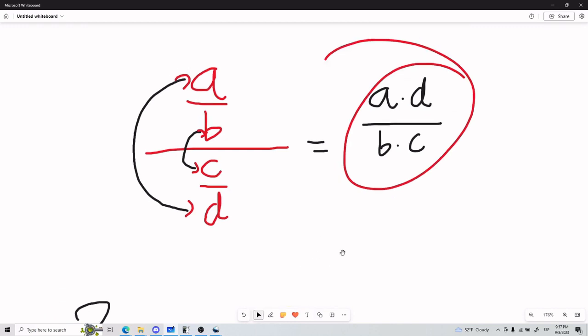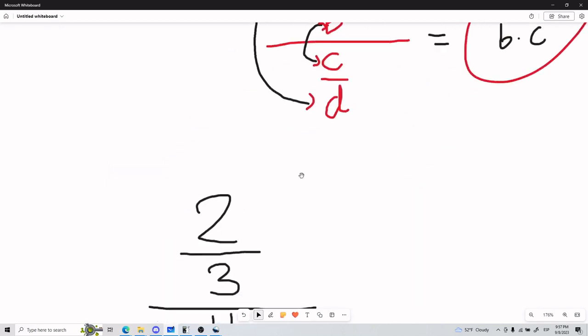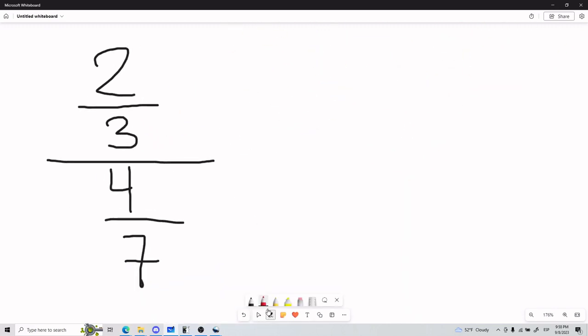So take a moment, really absorb this. Okay, I know it's letters, but absorb the visual aspect of it. Okay, the edges, a times d multiply each other, and then b times c multiply each other. All right, cool. Once you have that in mind, this becomes much easier to solve.